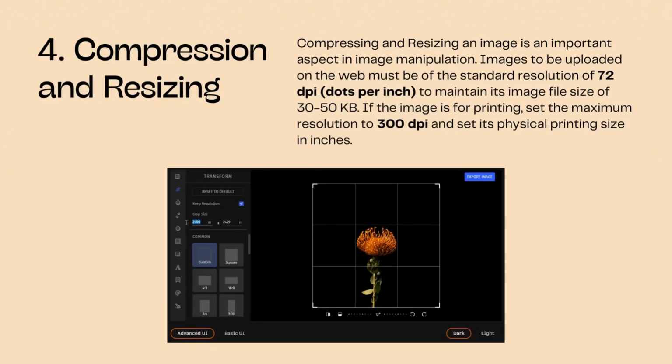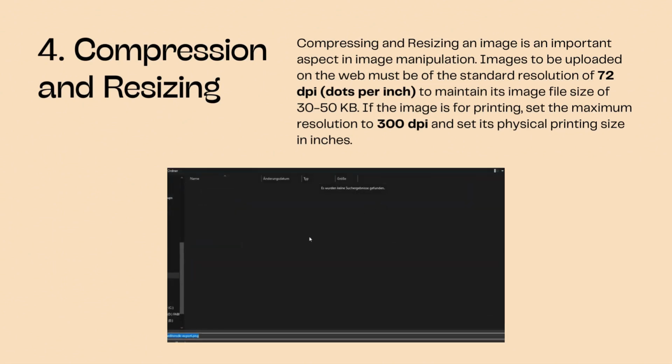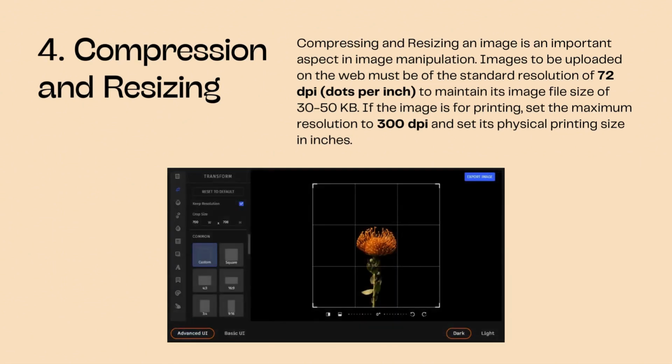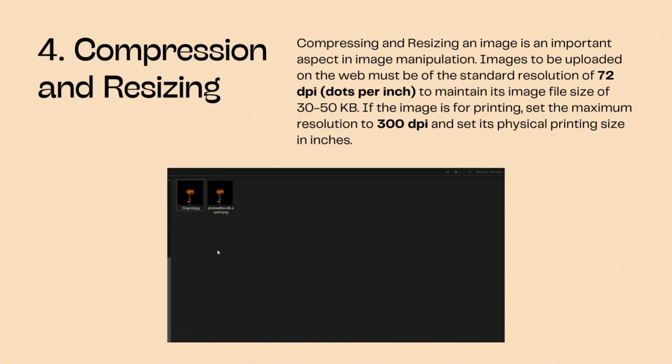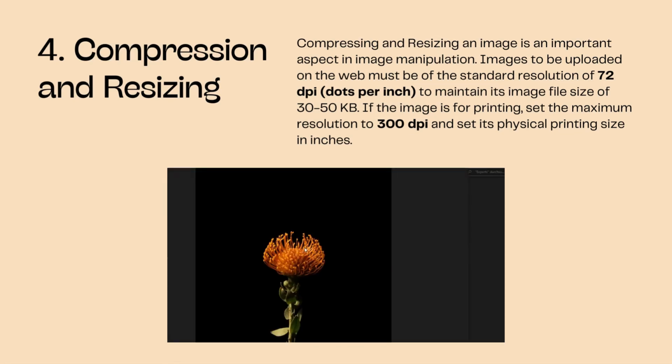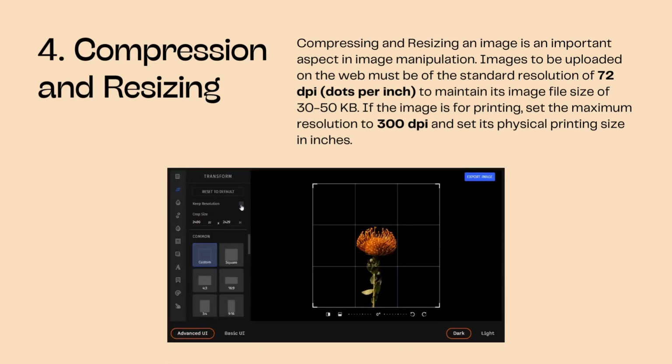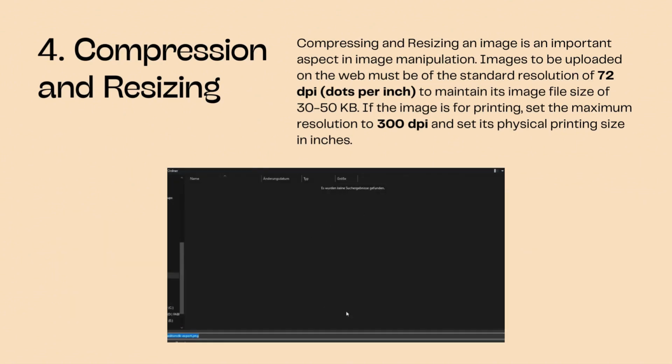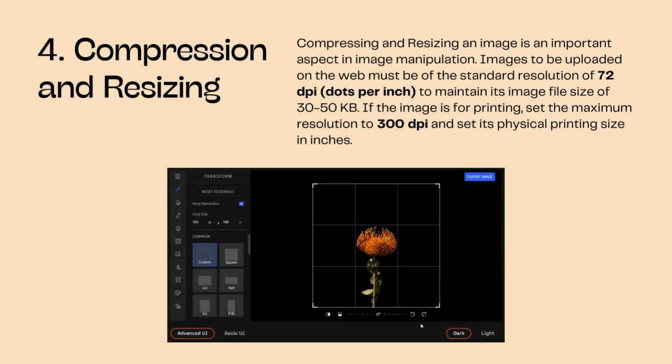For the fourth technique, compression and resizing: compression and resizing an image is an important aspect in image manipulation. Images to be uploaded on the web must be of the standard resolution of 72 dpi, or dots per inch, to maintain an image file size of 30 to 50 kilobytes. If the image is for printing, set the maximum resolution to 300 dpi and set its physical printing size in inches.